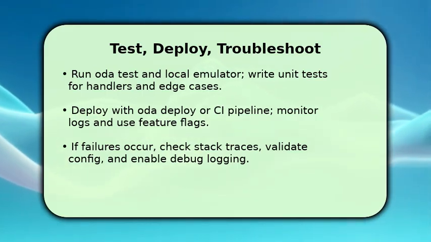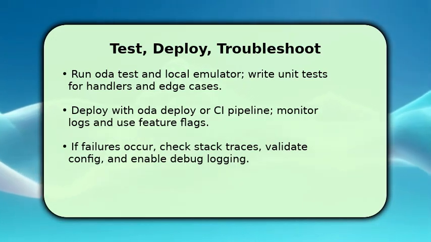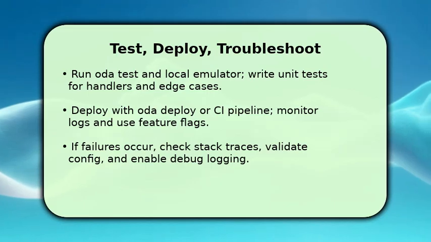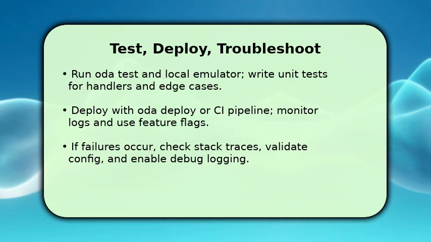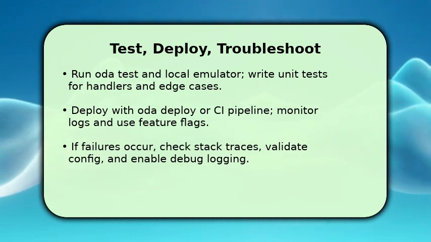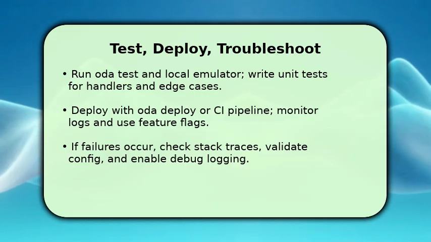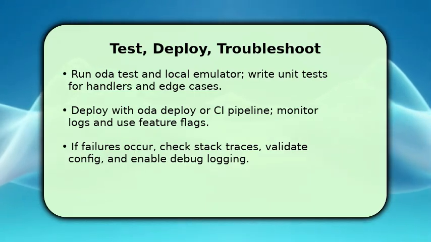in staging. If things go wrong, check stack traces first, validate your Oda Config and class registration, and enable debug logging to capture request context. Often the issue is a mismatched intent name or missing dependency. Finally, iterate and redeploy small fixes quickly.